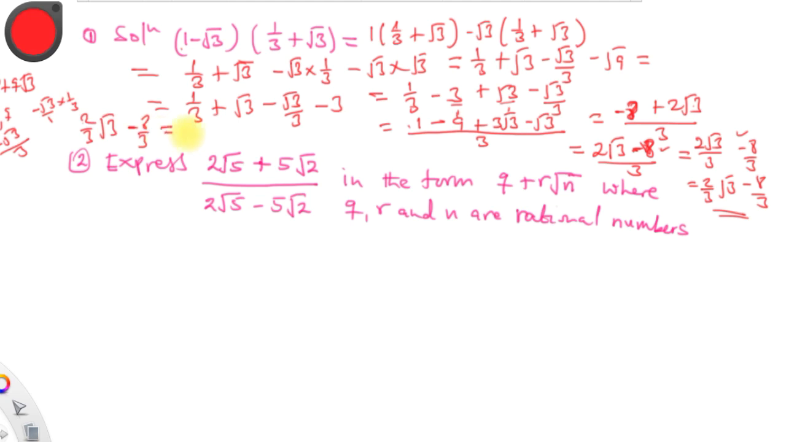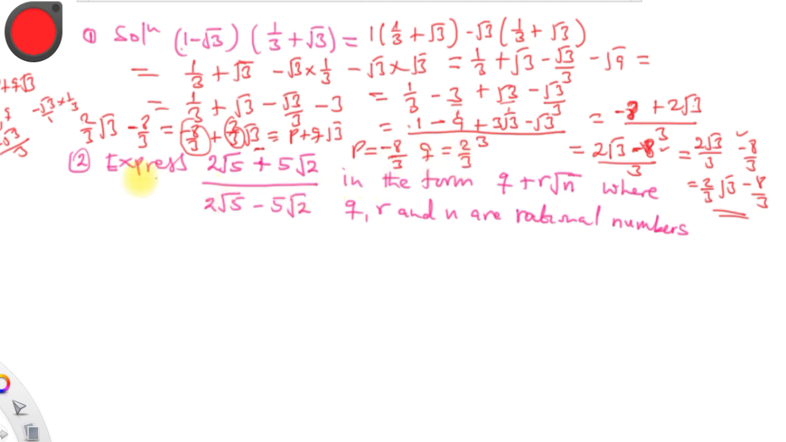So you can rewrite this as minus 8 over 3, and then plus 2 over 3 root 3. This is equivalent to, this is of the form P plus Q root 3. Have you seen? So if this is equal to this, then we can know that this is P. P is this, and then Q is this, and then we have the root 3. So hence P is equal to minus 8 over 3, and Q is equal to 2 over 3. Okay. So these are the values of P and Q.